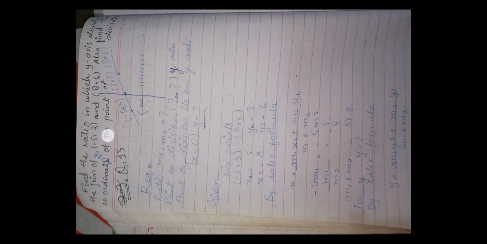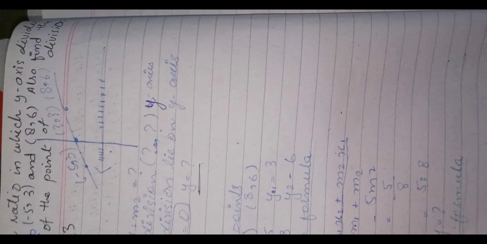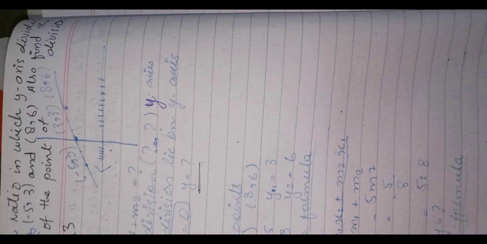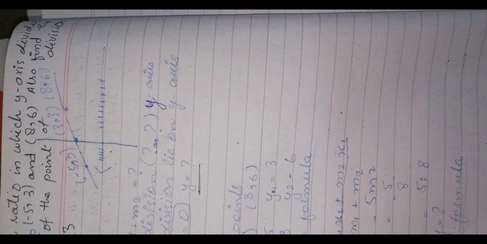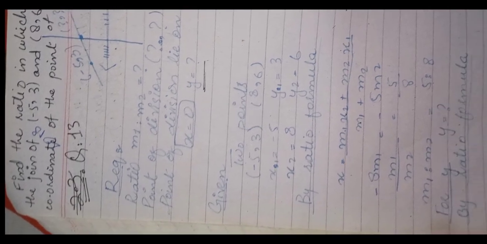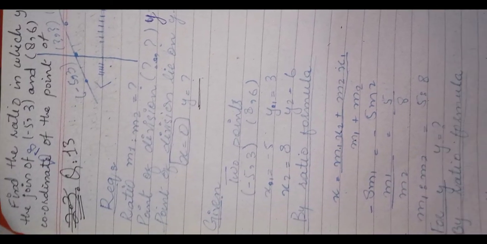We have A as minus 5 and 3, and B as 8 and 6. As I told you earlier, these are coordinates: 8 is the x coordinate and 6 is the y coordinate. It is also written to find the coordinates of the point of division. We have solved point of division questions earlier, but this is a little different because we don't know the ratio in which we will cut this length.